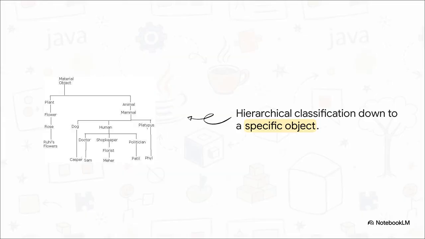Now, to manage the complexity of all these blueprints, we use hierarchical classifications. It honestly looks just like a high school biology chart. At the very top, we have a really broad material object. As we filter down, it gets more and more specific: animal, mammal, human, shopkeeper, florist, until finally we reach a specific, unique object at the bottom, like Flora the florist.